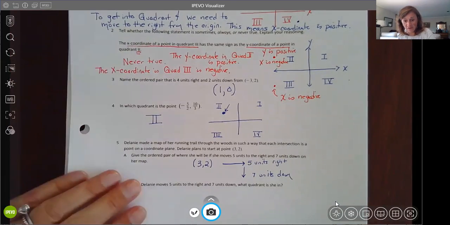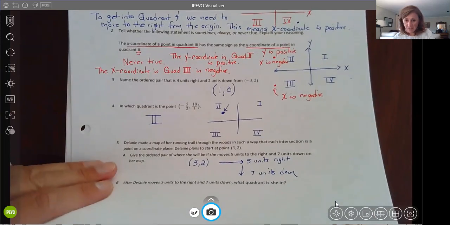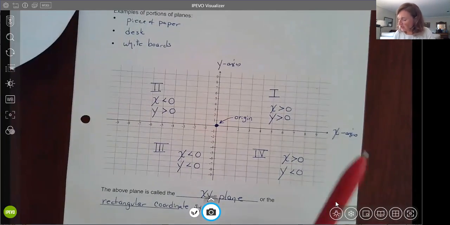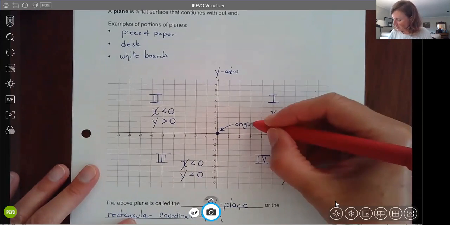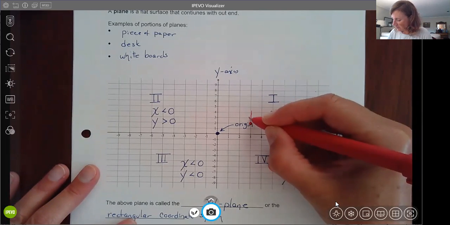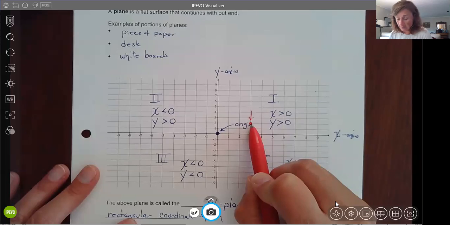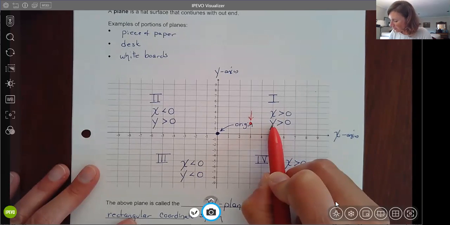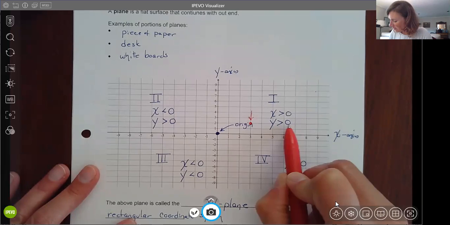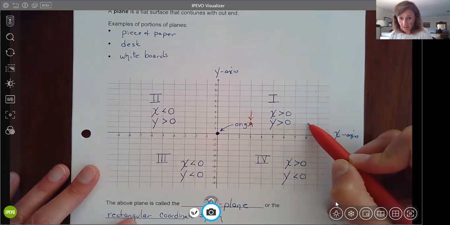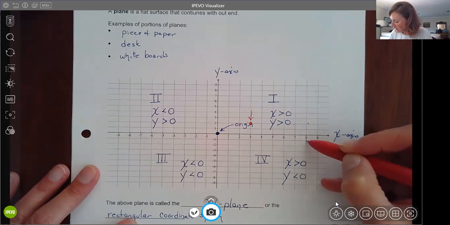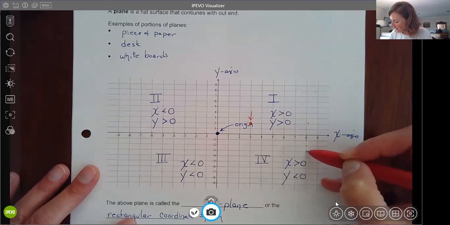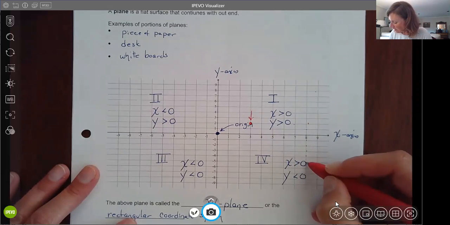So I'm just going to do it on the very front of my paper. You ready? So she starts at 3, 2. It's easy. So she starts up here, over 3, up 2. I'm going to do it in red. So this is where Delaney starts. That's her start. And they said she goes 5 to the right, 1, 2, 3, 4, 5. And then 7 down, 1, 2, 3, 4, 5, 6, 7. So she's right here.